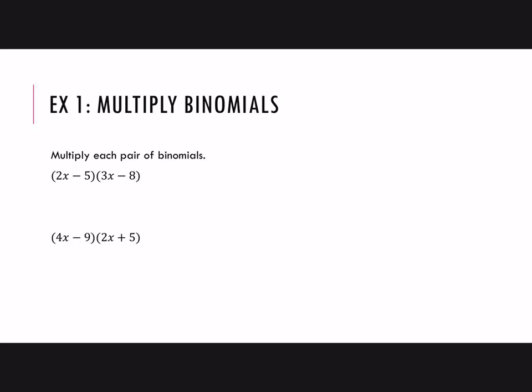Okay, so let's go the multiplication direction first. Multiply each pair of binomials. Remember, binomials means expressions with 2 terms. So 2x minus 5 is a binomial. Alright, so we can just use FOIL to do this. Multiply 2x times 3x to get 6x squared. Then 2x times negative 8.